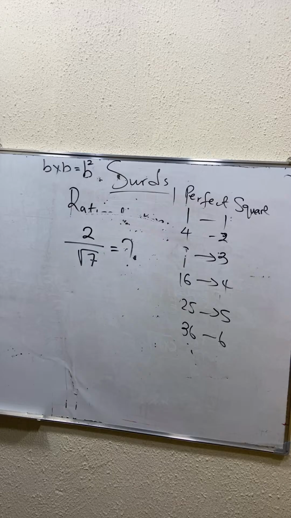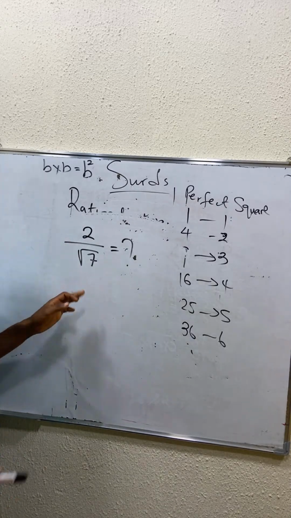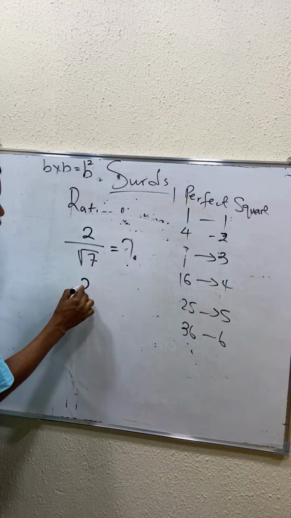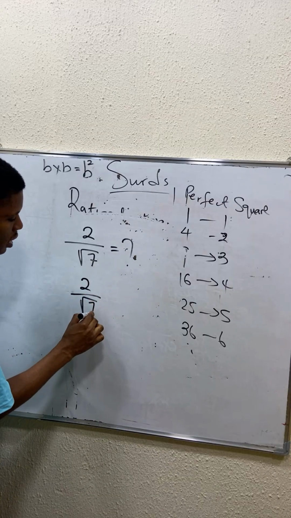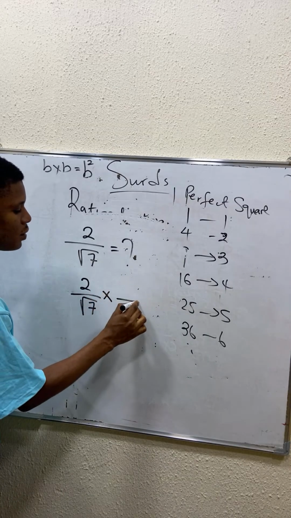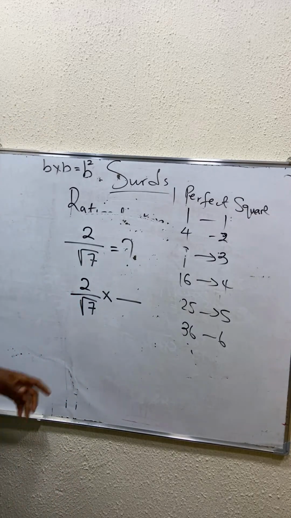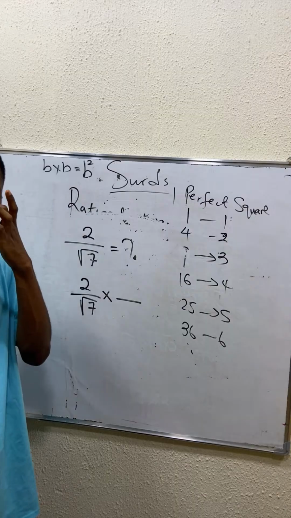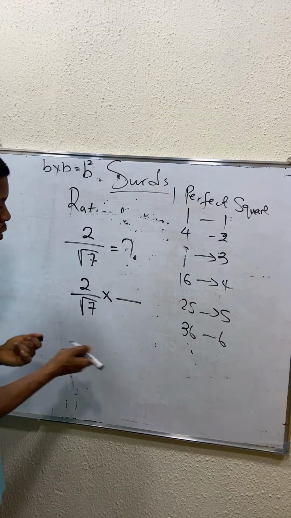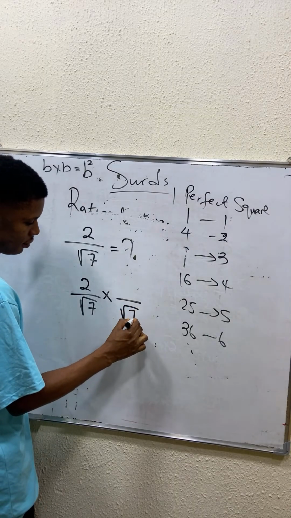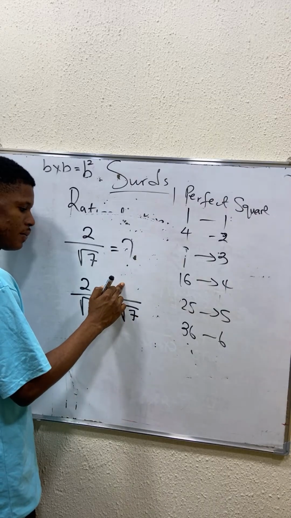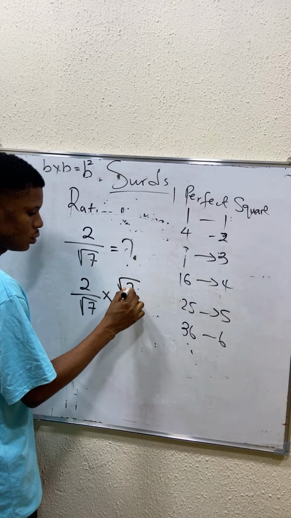So that's it. So if I have 2 over root 7 now, what do we do? We have to multiply the denominator with the same irrational part, which is root 7, that we are trying to rationalize. So if you multiply this with root 7, you also have to multiply the numerator with also root 7.